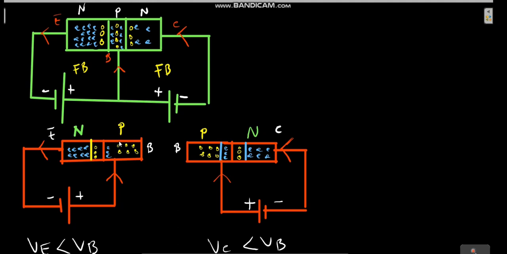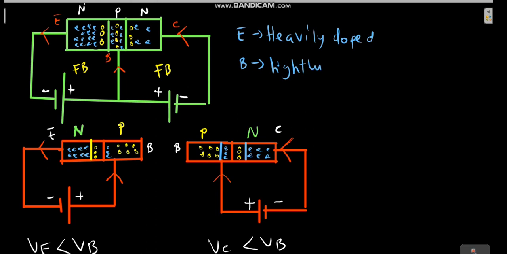So then you have what? The NPN transistor. One thing you should know is that in the transistor, the emitter is heavily doped, and then the base is slightly doped, and then the collector is moderately doped.